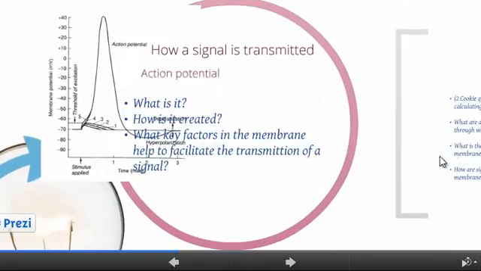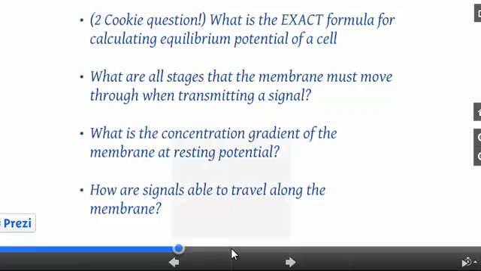So what are all the stages that the membrane must move through when transmitting a signal? I just said that. What is the concentration gradient of the membrane at resting potential? The concentration gradient is that it is more positive on the outside relative to the inside.